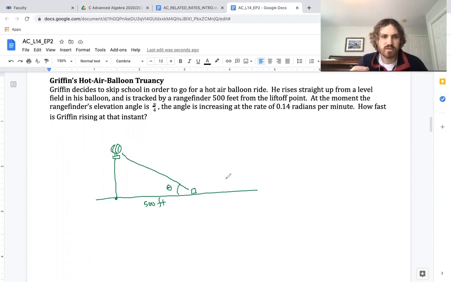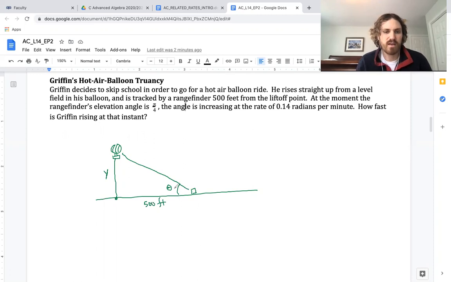It's a variable. Now, it's true that they want to know right when it's pi fourths, but it's not always pi fourths. It's often changing. Okay, and so that's theta. And then it wants to know how fast Griffin is rising at that instant. So basically, they want to know how quickly this is changing over here. So a good thing to do is to think about, if I'm going to draw my picture, let me put variables on things that are changing.